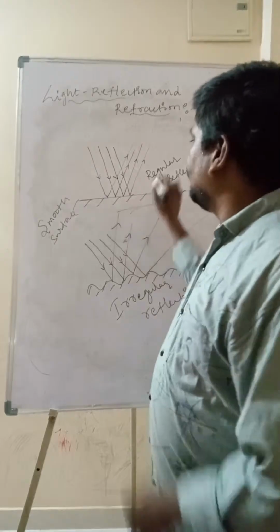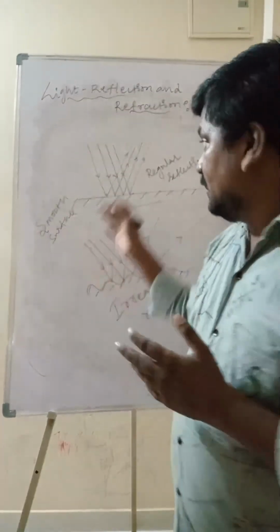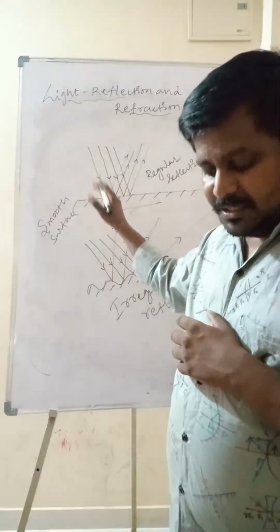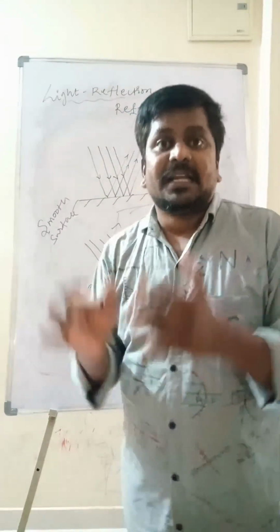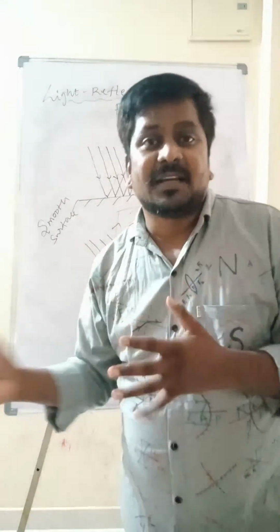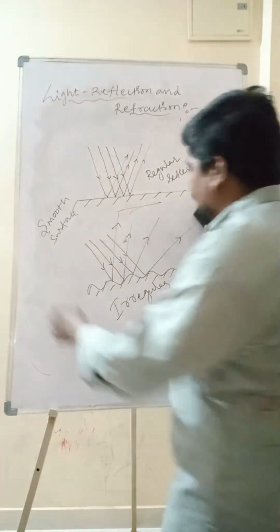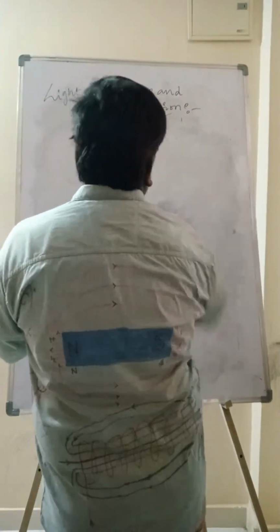So this is regular reflection: the incident beam is parallel and the reflected beam is also parallel. Irregular reflection means the incident beam is parallel, but the reflected light rays are not parallel to each other. Okay, so we'll go through the next one.